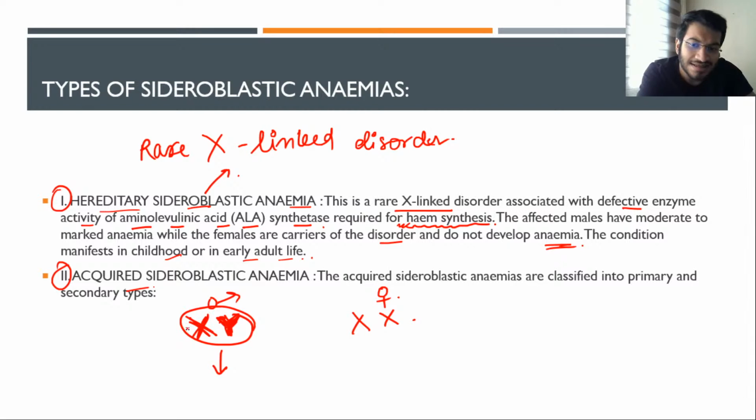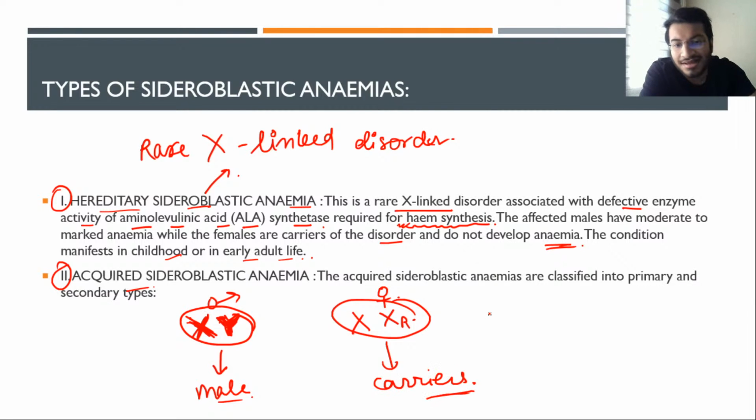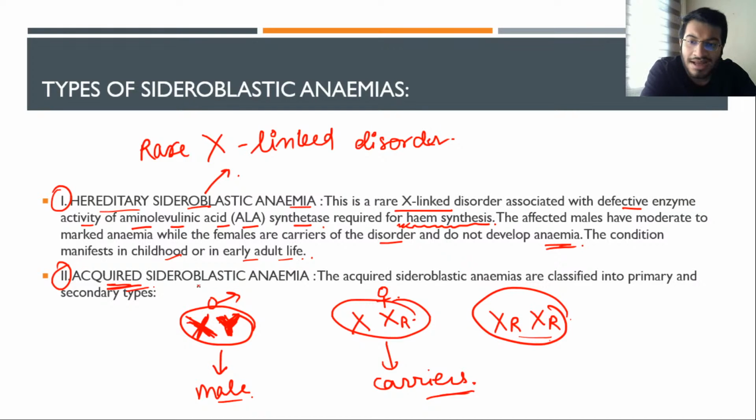As one X is there and the characteristic of this X will be expressed, so in males it is common, females are carriers because it is recessive. In females it can occur only when both are recessive traits, right? Then acquired sideroblastic anemia. This acquired sideroblastic anemia is classified into primary and secondary types.